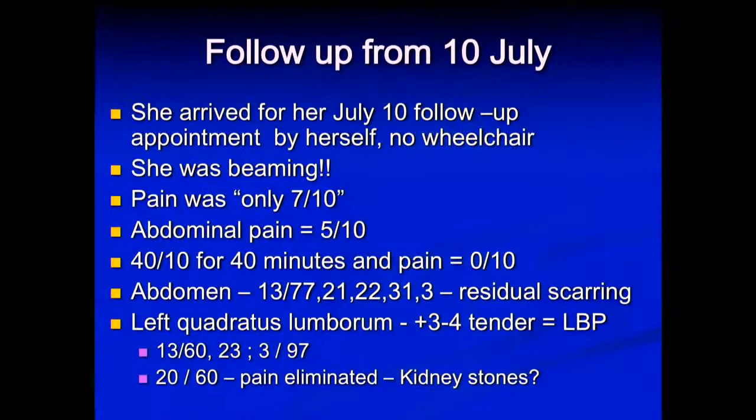So July 10th, she came in just beaming and said that her pain was only a 7. Now, she came in by herself. She flew from Idaho to Portland, which is an hour and a half flight, by herself. No wheelchair, no husband, no caregiver, just her. Pain was only a 7. Her abdominal pain was a 5.